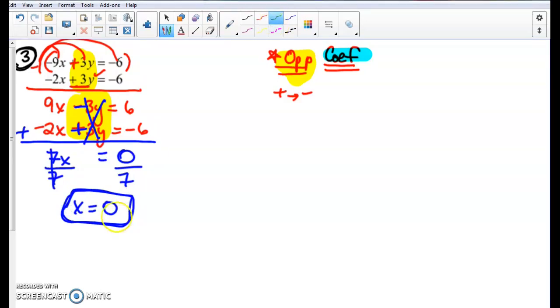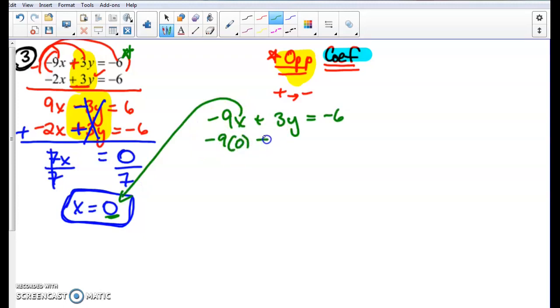Okay, and now that we know x is 0, we need to solve for our y. So I'm going to come up here and grab my first equation: negative 9x plus 3y equals negative 6. And now we know x is going to be 0, so negative 9 times x will now be negative 9 times 0 plus 3y equals negative 6. Now negative 9 times 0 is going to give us 0 plus 3y equals negative 6.